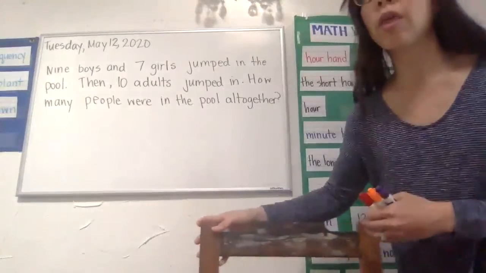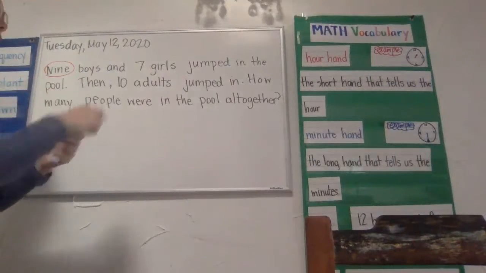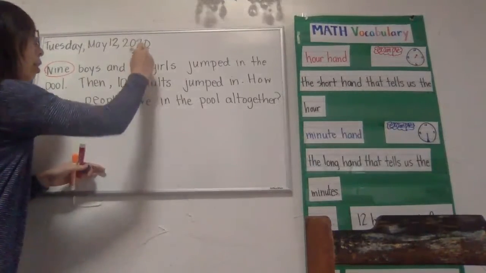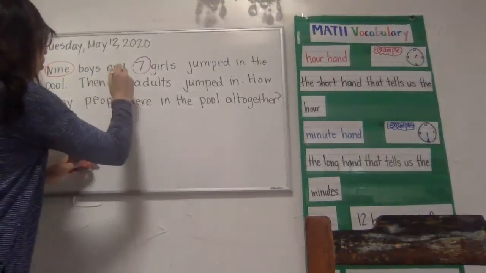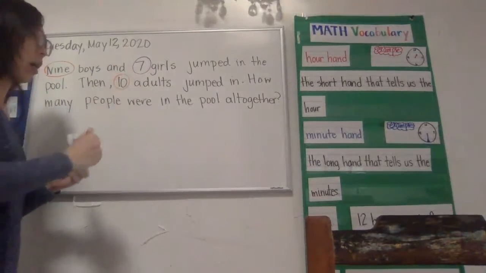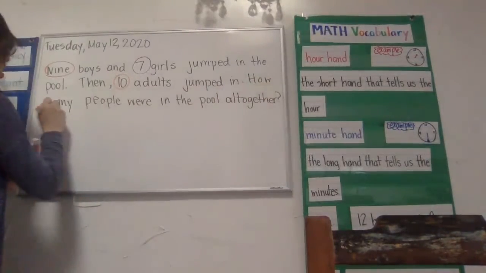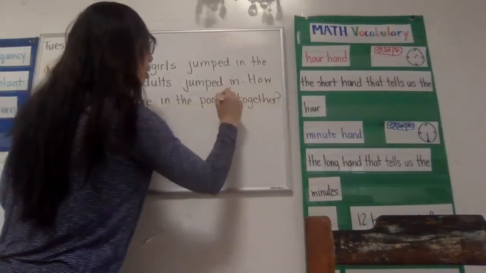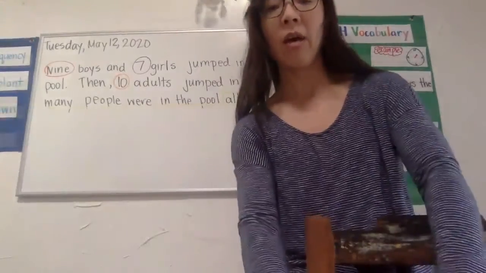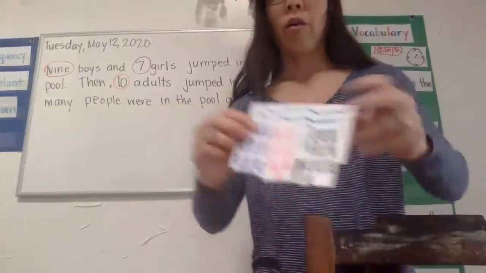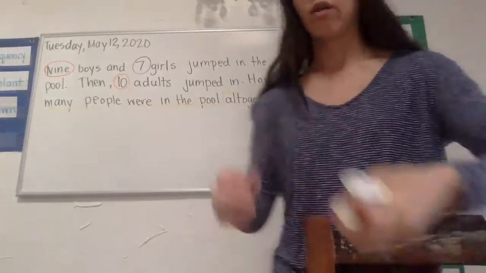So we know that there were 9 boys and 7 girls in the pool, and then 10 adults jumped in. And now we need to figure out how many people were in the pool all together. Remember, all together helps us know that we are going to find the sum of all these numbers because all of them are in the pool. So we need every one of them to be counted. All right, let's make an equation now. We can move on to step 3.